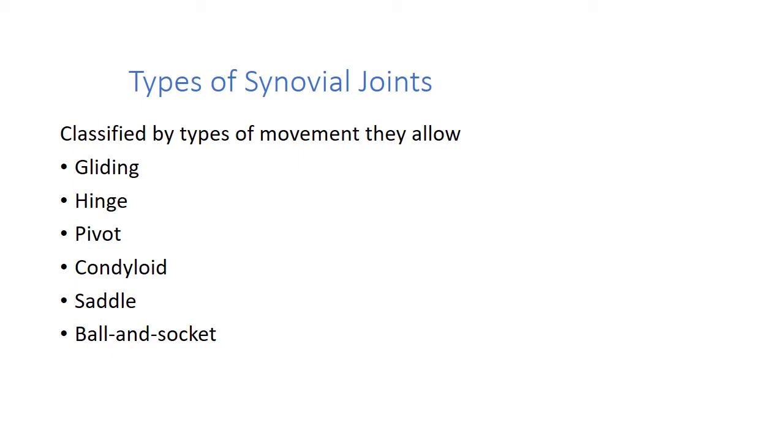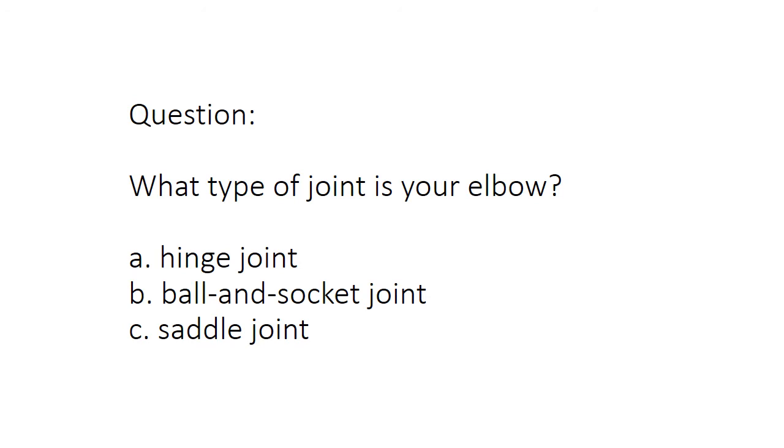And here we have a quick question to check understanding. What type of joint is your elbow? And on the next slide, our answer. It's a hinge joint.